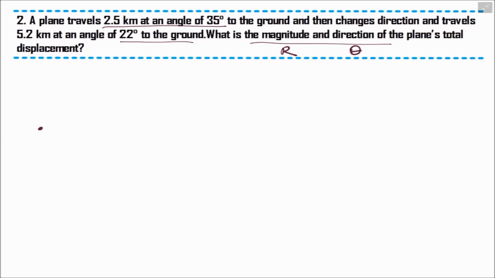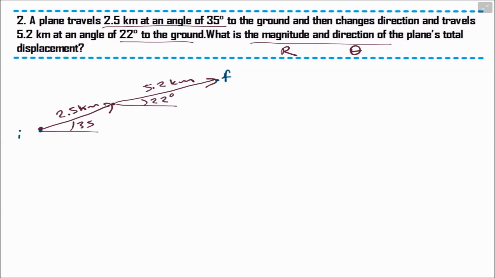And firstly, it goes 2.5 kilometer. How many degree? 35 degree. Then it changes direction. It goes 5.2 kilometers with the 22 degree. And we have to calculate magnitude of the resultant vector and direction of the resultant vector. This is the initial point and this is the final point.